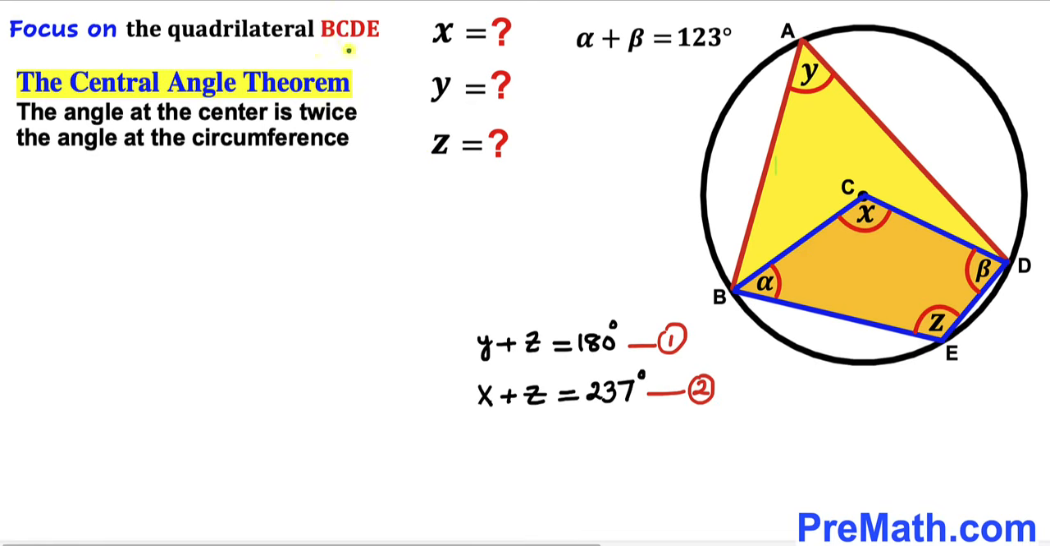Finally, let's recall the central angle theorem. According to this theorem, the angle at the center is twice the angle at the circumference. Here we can see this angle Y is our angle at the circumference, whereas this angle X is our angle at the center. So according to the central angle theorem, angle X is equal to twice angle Y. I'm going to label this as equation number 3.